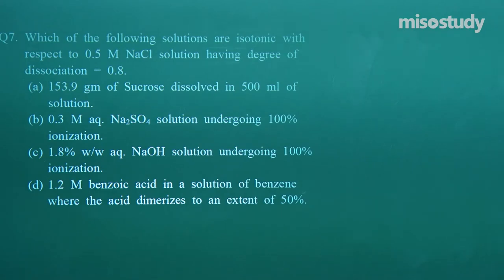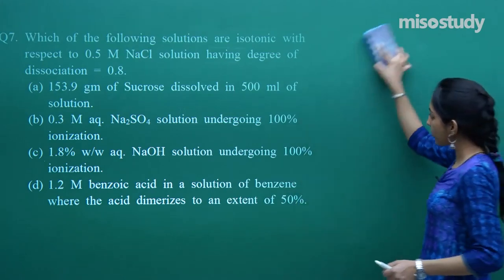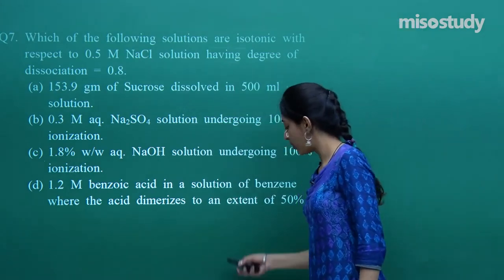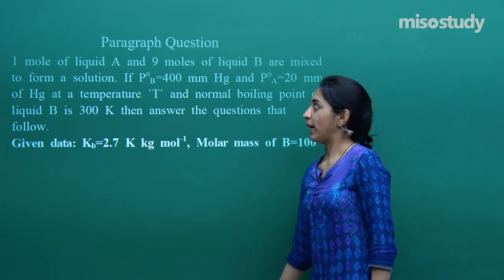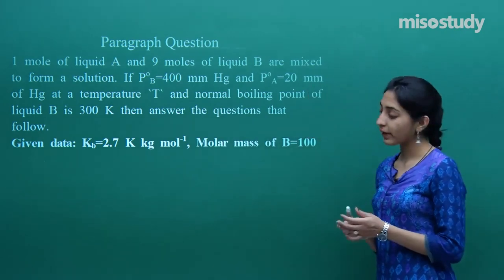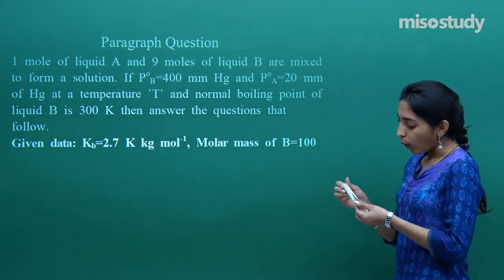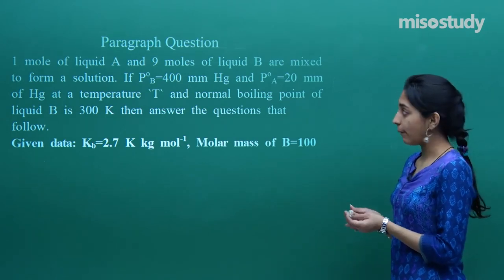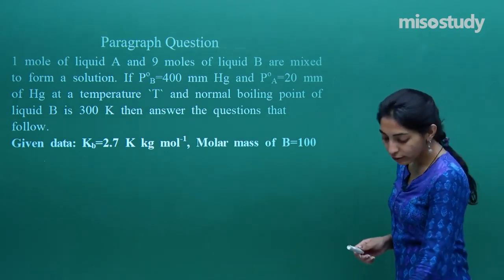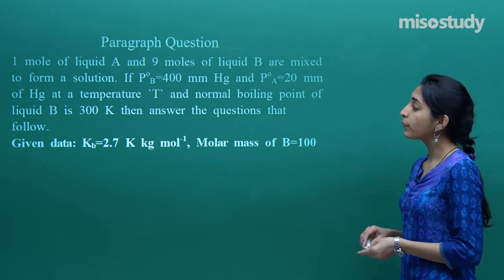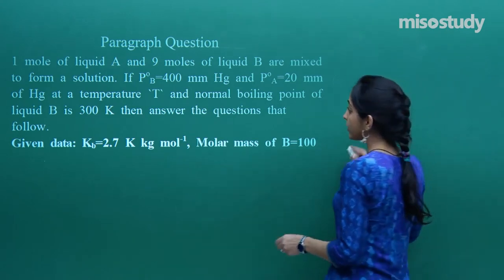Next, I think I have taken some calculative questions. Less conceptual but more calculative. The question is a paragraph question, and the question says 1 mole of liquid A and 9 moles of liquid B are mixed to form a solution.